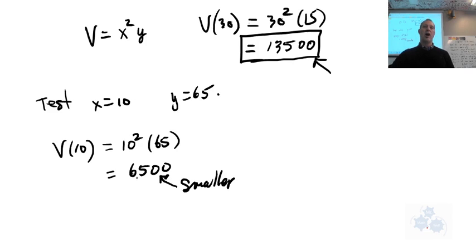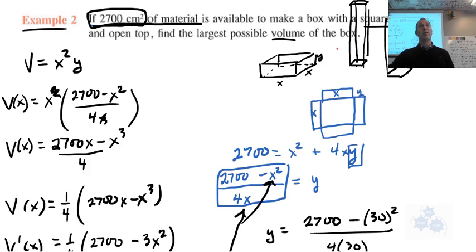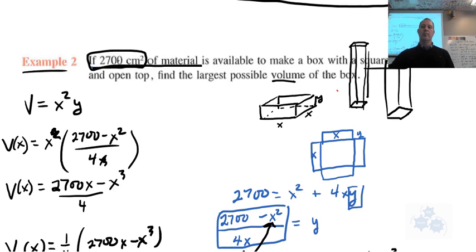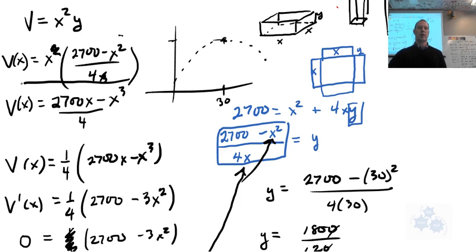So the volume is not going to be another number here. You could try 40 or 50 if you wanted to, and you're going to find that this is going to be the largest number that you're going to get with any dimension of the box. If you wanted to, you could also graph your volume function, and you would see something like this, and then the maximum point should be right around 30 here. So this would be your volume function right here.